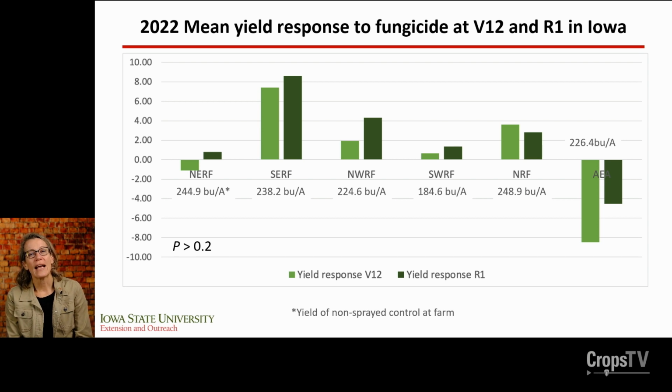And then at the Northwest, Southwest, and Northern Research Farms, where we didn't have any disease, we did see a little bit of a yield response. So that's normally what we see, hovering around about 3 bushels per acre when we don't have that disease. And it's really hard to explain the results at the Ag Engineering and Agronomy Farm here in Iowa. Just that corn was really droughted and just didn't do well.